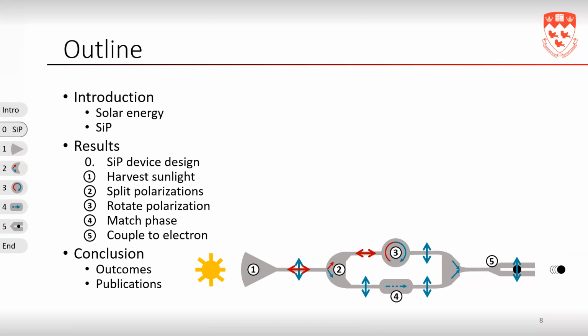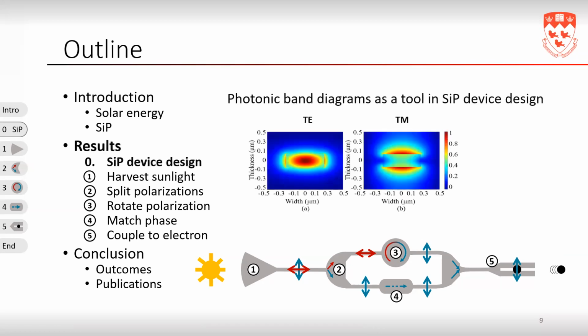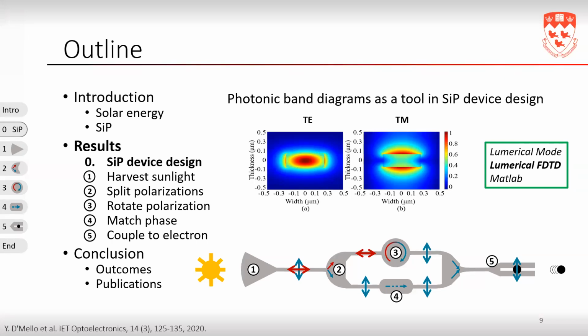To begin with, I'll show you how to use photonic band diagrams as a tool in silicon photonic device design. This was done mainly using numerical mode, FDTD, and MATLAB, and combining these tools together. And the paper that I published as a result of the work is shown at the bottom over here.